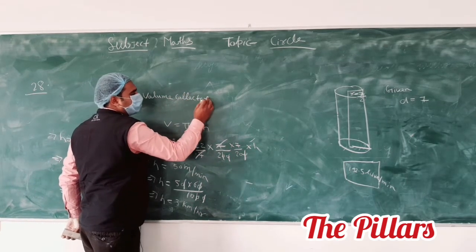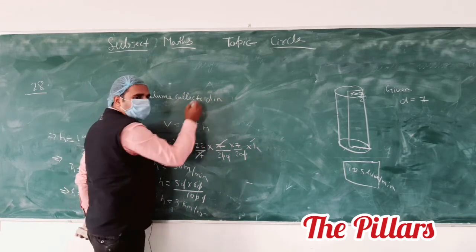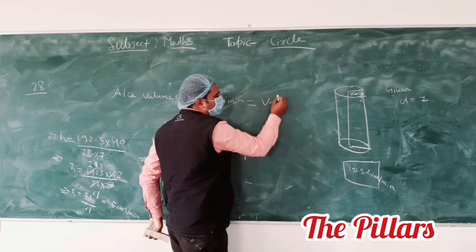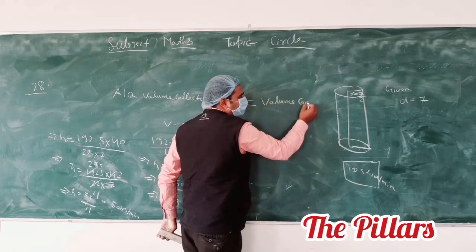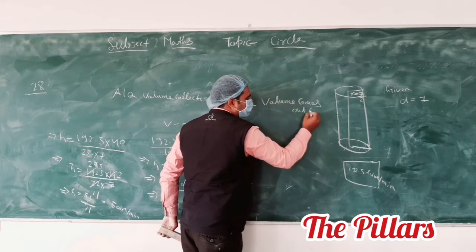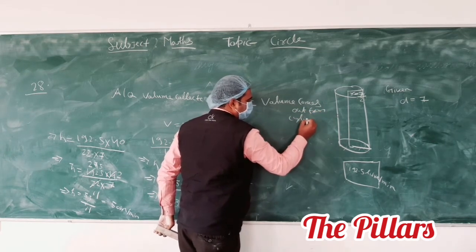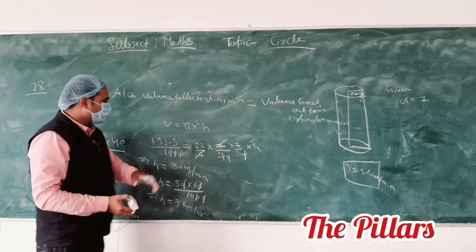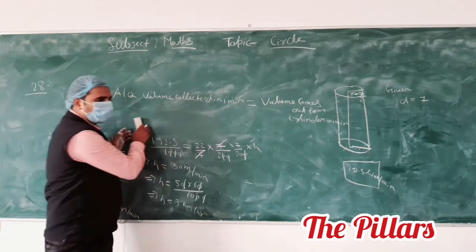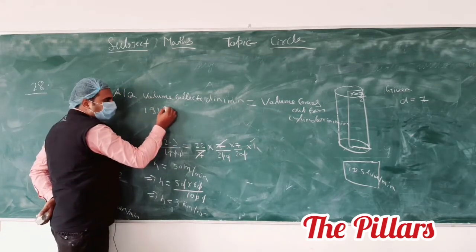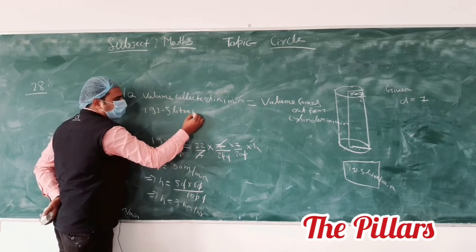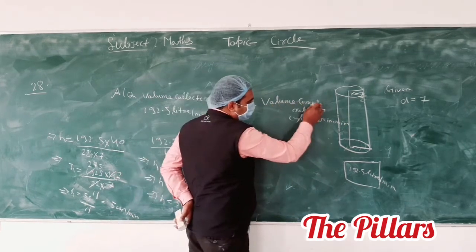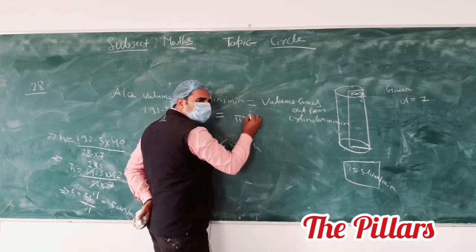According to the question, the volume collected in 1 minute equals the volume that comes out from the cylinder in 1 minute. Till here, does anyone have any problem? Which volume? The volume that has to come out is 192.5 liter per minute. This volume in 1 minute equals the volume of the cylinder, which is pi r square h.